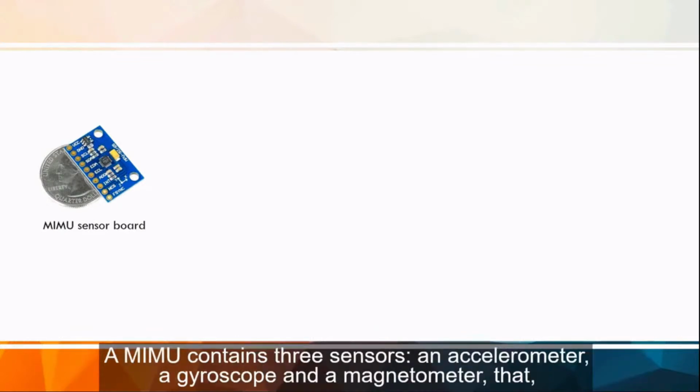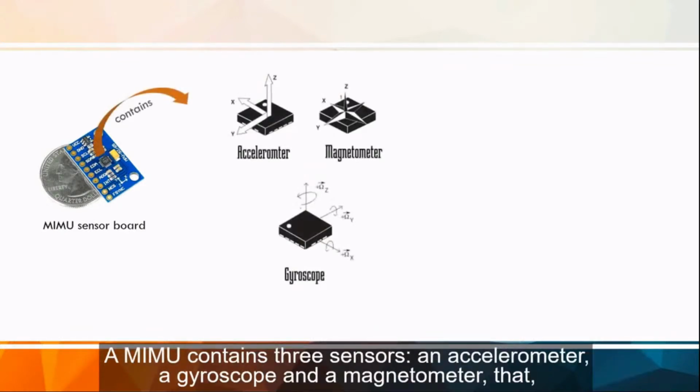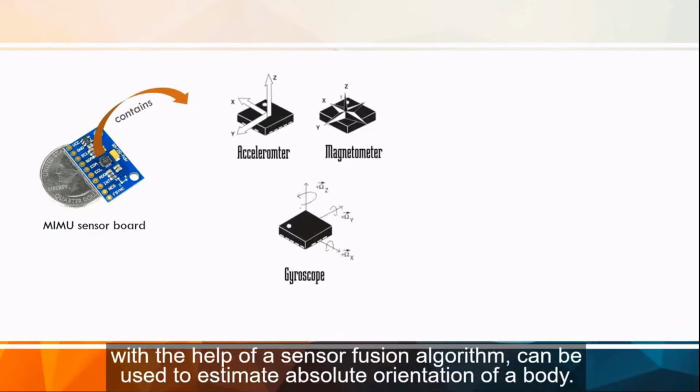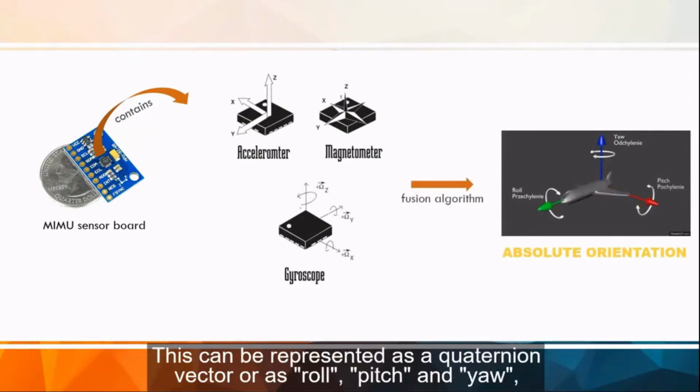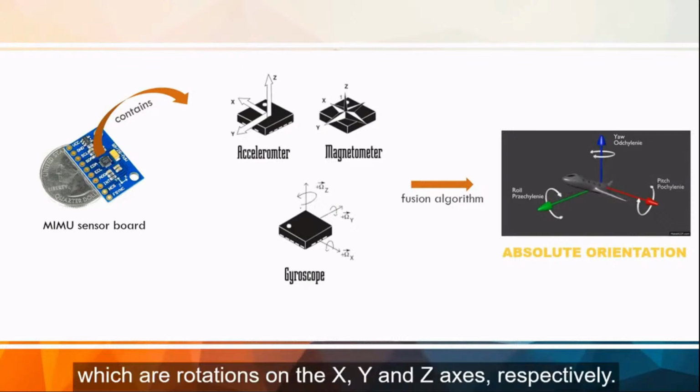A MIMU contains 3 sensors: an accelerometer, a gyroscope, and a magnetometer that, with the help of a sensor fusion algorithm, can be used to estimate the absolute orientation of a body. This can be represented as a quaternion vector or as roll, pitch, and yaw, which are rotations on the x, y, and z axes respectively.